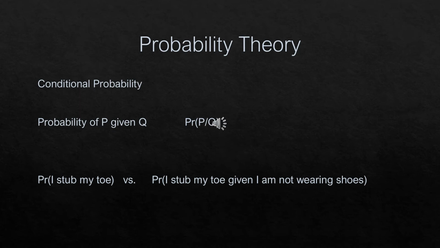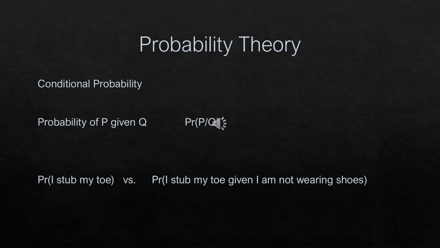One other thing to know is what's called conditional probability. That's what's going on with these slashes, right? The probability of P given Q, this is how you symbolize it: P slash Q. The basic idea is that sometimes certain things will go up. So take the probability that I stub my toe today, at some point. Well, there's a certain likelihood. I stub my toe every once in a while.